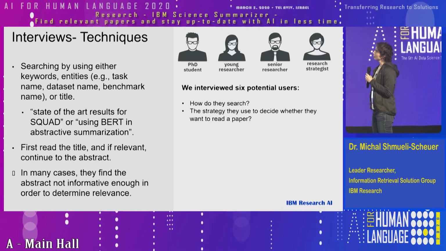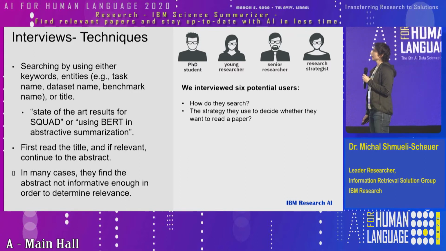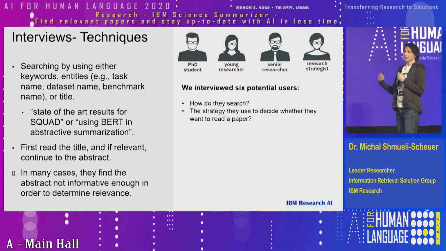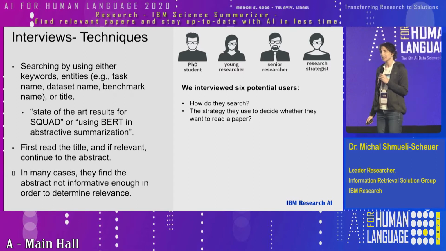So they can look for state-of-the-art results for SQuAD. SQuAD is the name of a data set. Or using BERT in abstractive summarization. Abstractive summarization is a task. And then once they have the list of links, they first read the title. Based on the title, they decide whether they think it's relevant or not.